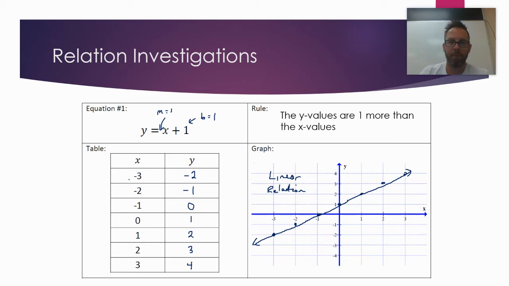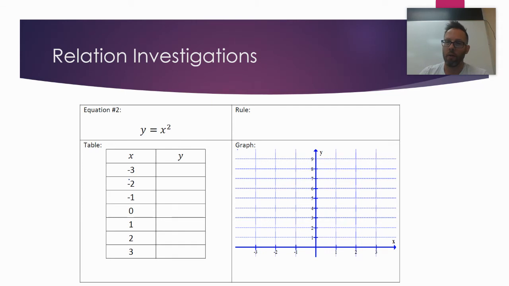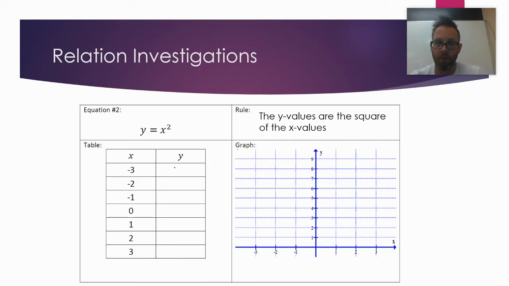Let's look at our second one. So here's our second relation. Its equation is y equals x squared. So what is that equation saying? It is saying that the y values for this relation are the square of the x values. And so just using the standard -3 to 3, let's generate some y values. Remember that when you square something, you're multiplying it by itself, right? So that's -3 times -3 is +9.